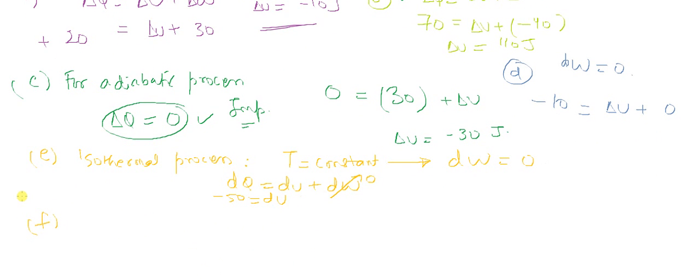Next part is based on another kind of thing. It says the internal energy of a thermodynamic system is increased by 30 joules, which means delta U should be positive. And the system performs 30 joules of work. The system is performing the work, so again it is positive. So you get delta Q is equal to delta U plus delta W, so it will be 60 joules.